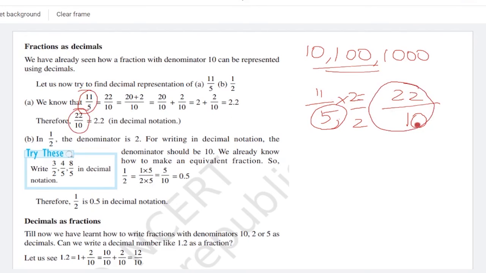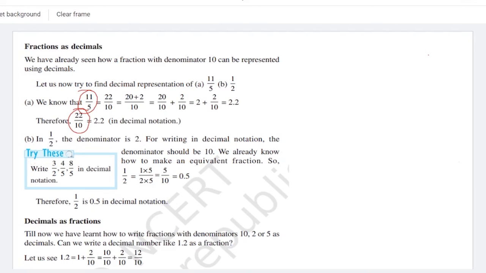22 by 10 means you have to place a decimal point in such a way that after the decimal point you have only one digit. There is one 0 in the denominator, so only one number will be after the decimal point. So this is the answer.